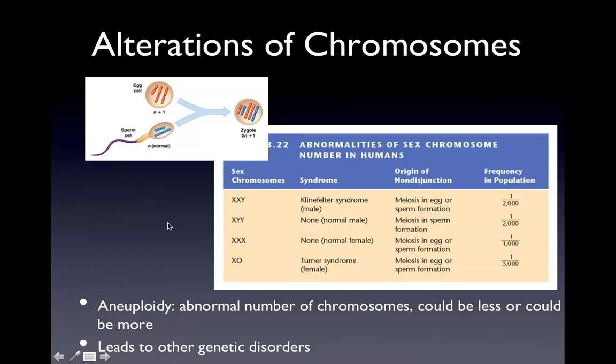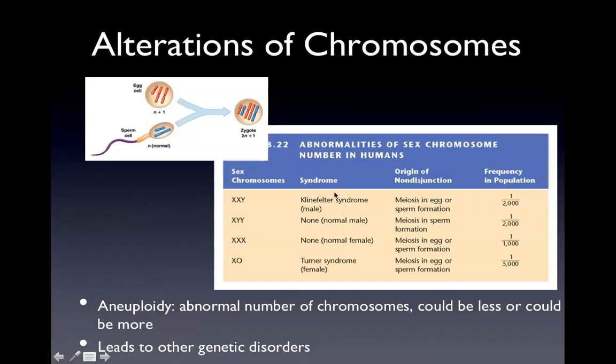Whenever you end up with extra chromosomes, okay, you've got either more or you can have less, that's something they call aneuploidy. Okay, so somebody who has Down syndrome is an aneuploid organism, okay? So they've got an abnormal number of chromosomes. They've got 3 of chromosome 21.